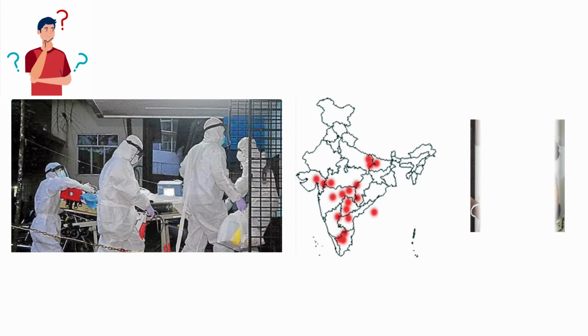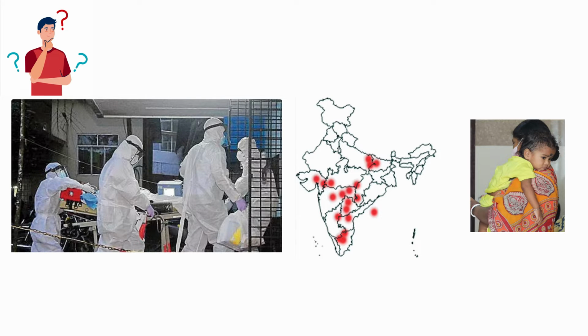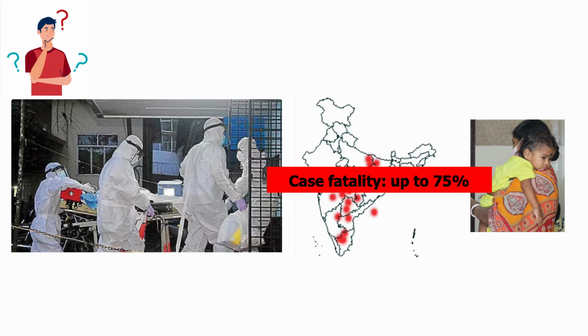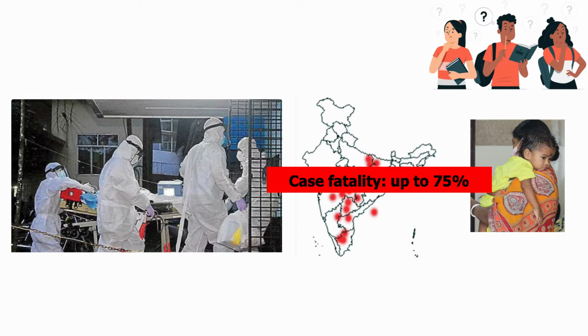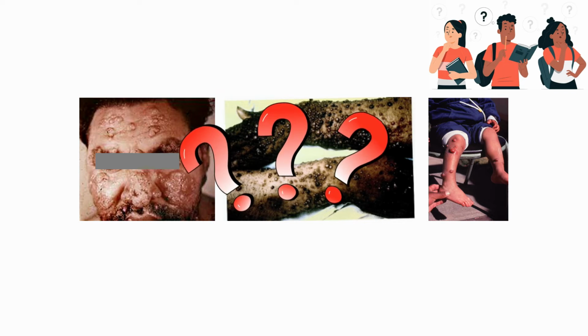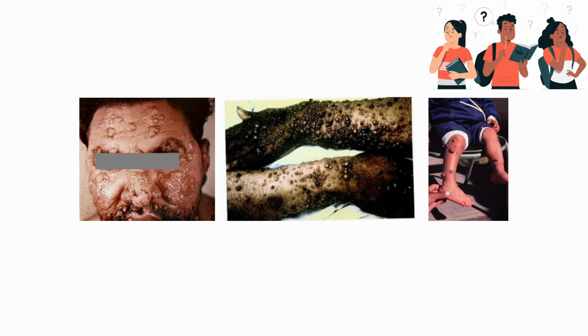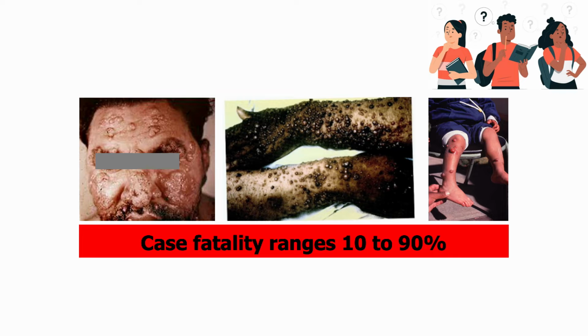Or have you ever heard of a disease in some states of India that causes acute encephalitis syndrome, especially in children under 15 years old? The case fatality is as high as 75%. What about this one? Have you seen this type of lesions? The case fatality of this disease ranges from 10 to 90%.